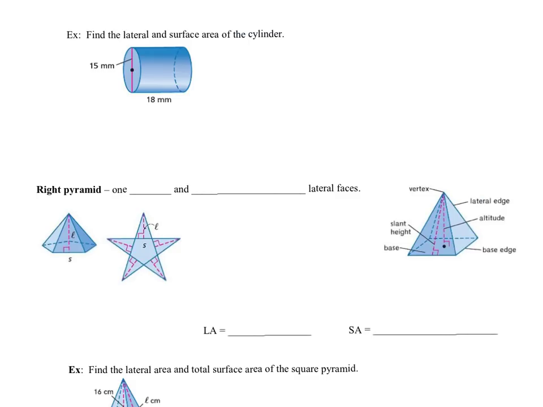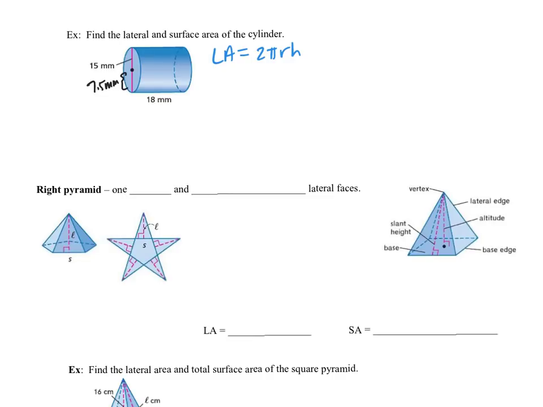Let's take a look at an example where we're going to find the lateral area and total surface area of the cylinder. Starting with lateral area, remember the formula for the lateral area of a cylinder is 2 pi r h, the circumference of the base times the height. First of all, notice that what we're given in this picture is not the radius of the base, but the diameter of the base. The radius is half of that diameter. So this radius is 7.5 millimeters.